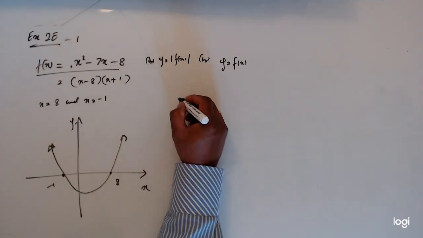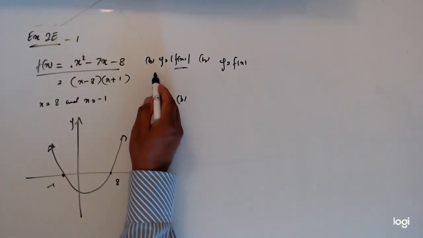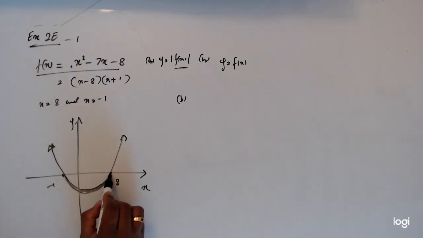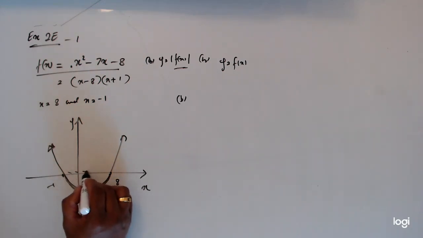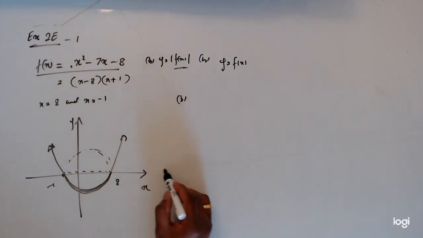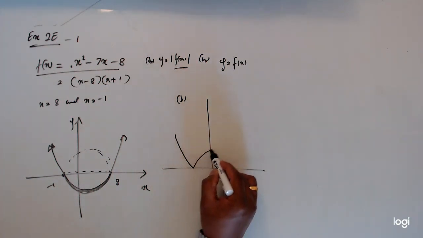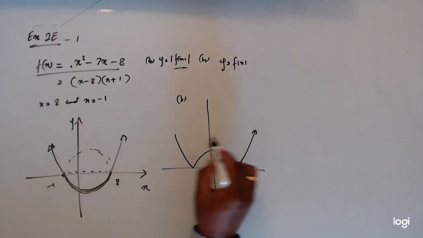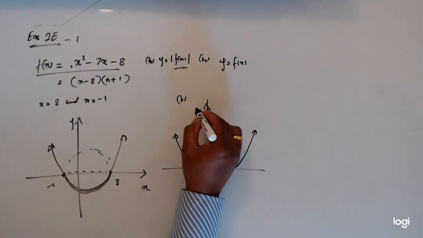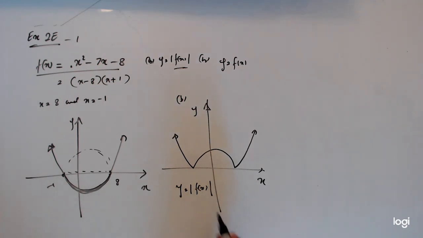Part B, we want to apply the mod value. We want to make all y positive, so we want to get rid of this part, and then we want to bring a mirror here and draw the mirror reflection. So the graph is going to be something like this. Here, here, here. So this is the y and x-axis. The graph is y equal mod f(x).